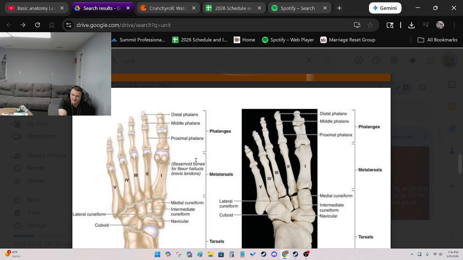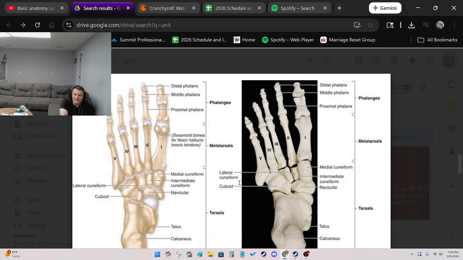Alright, notice something. Anybody notice anything different about the hallux? Okay, your great toe has a proximal and distal, it does not appear to have a middle phalanx. Okay, there's no middle phalanx for the hallux.